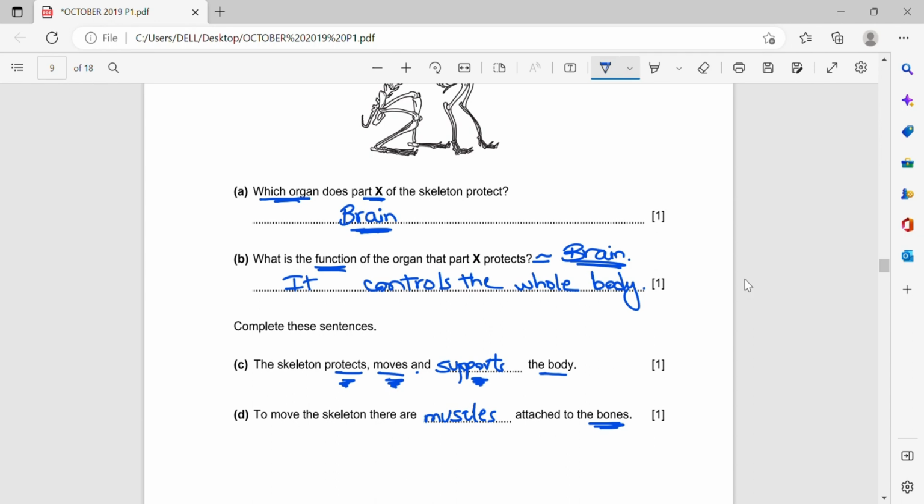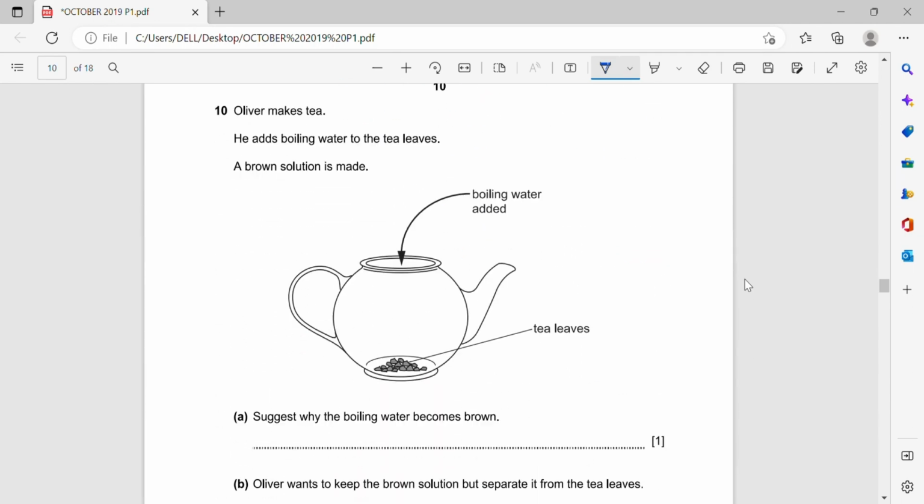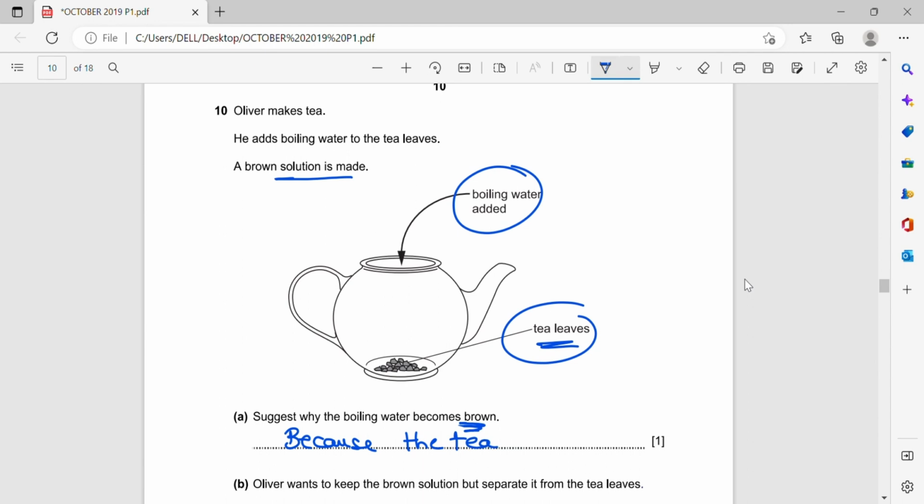Okay, next question. Oliver makes tea. He adds boiling water to the tea leaves. يبقى عندي boiling water added للtea leaves. A brown solution is made اللي هو الtea. Suggest why the boiling water becomes brown. يبقى حصل ايه هنا؟ Because the tea dissolved. Okay. يبقى ليه boiling water becomes brown؟ هنقول because the tea dissolved.